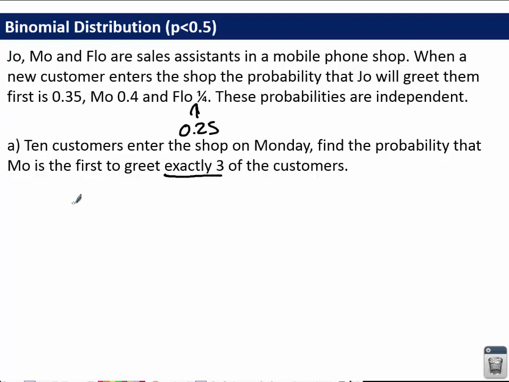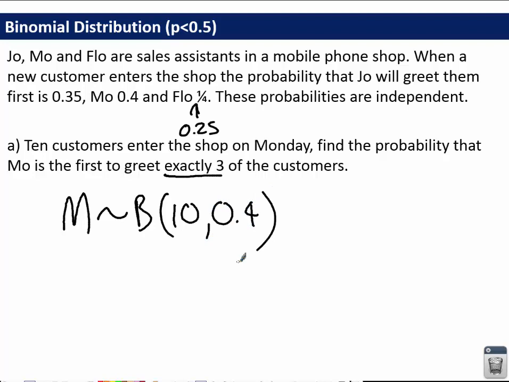Oh yeah, that is a binomial question. So we can write this down. We are talking about Mo, so instead of writing x, I can write M. It's a binomial, so I can write B. n, look at the question. There are 10 customers, so n is 10. And the probability for Mo is 0.4, so we've got this down, and we've got a mark there. Excellent. So I know, and you know, and the examiner knows that you know that that was binomially distributed.